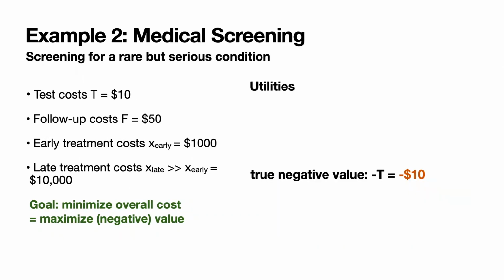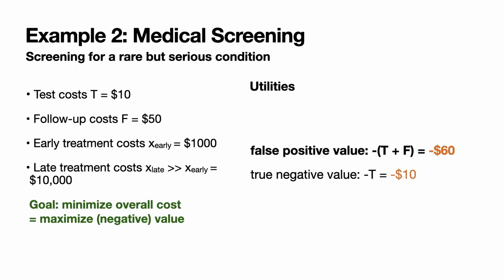Now let's turn these costs into utilities. The true negative classifications are subjects who are tested and correctly screened negative. They cost the price of the test, or $10. If a subject tests positive on the initial screen, they are given a follow-up test, which costs $50. Those who correctly screen negative on the follow-up test are false positive classifications with respect to the initial screen. The total cost for a false positive subject is $60.